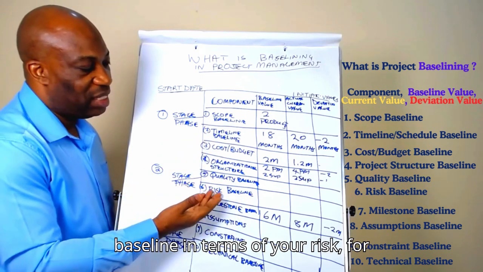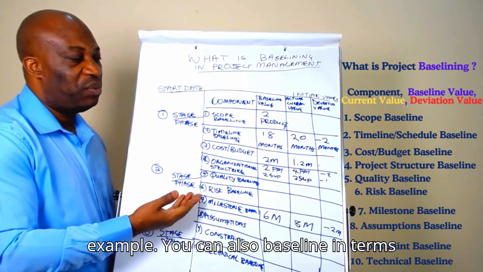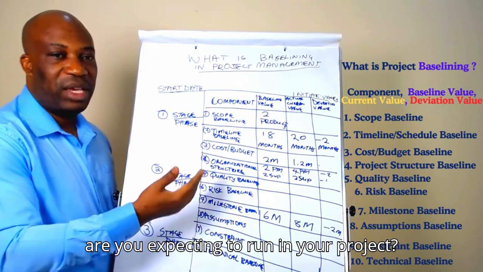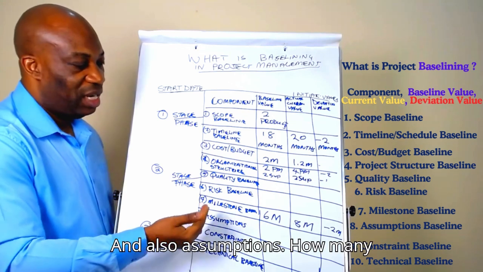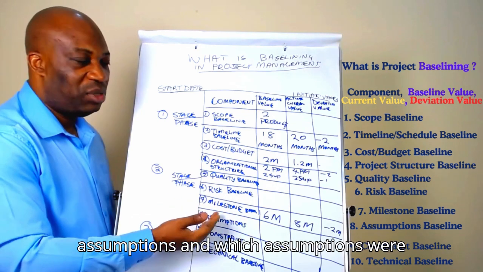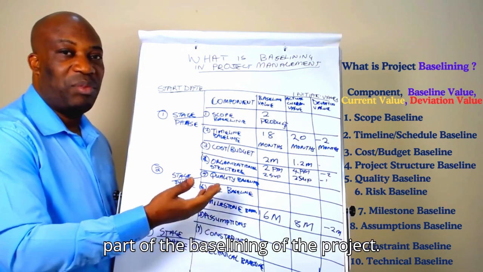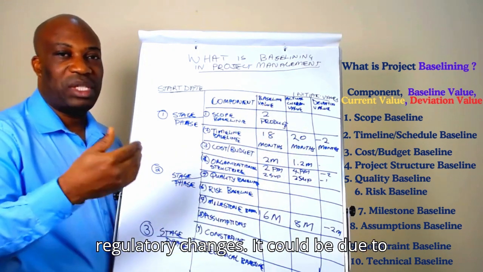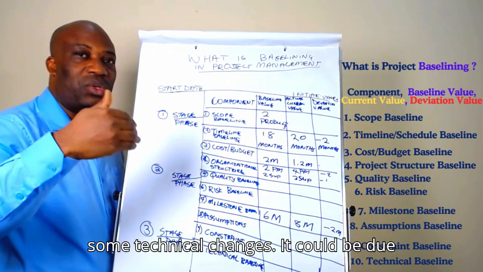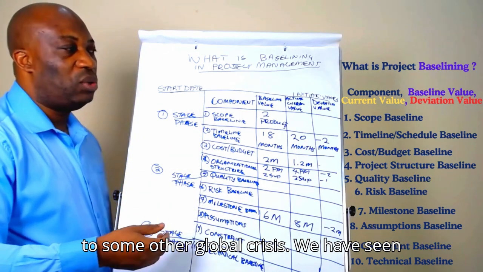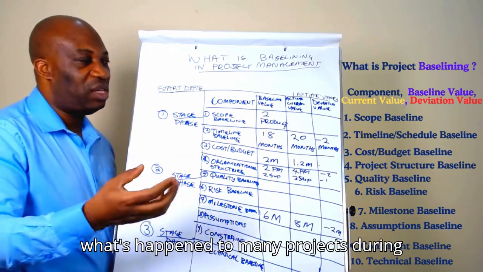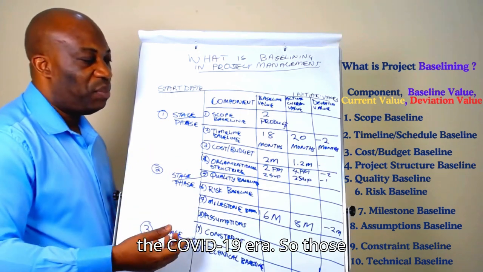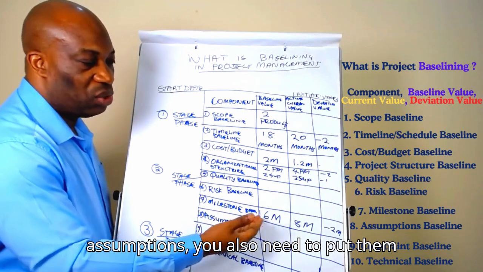You can also baseline in terms of your risk. You can also baseline in terms of your milestones. How many milestones are you expecting to run in your project? And also assumptions. How many assumptions and which assumptions were part of the baselining of the project? And as of today, it could be due to some regulatory changes. It could be due to some technical changes. It could be due to some other global crisis. We have seen what happened to many projects during the COVID-19 era. So those assumptions, you also need to put them there.